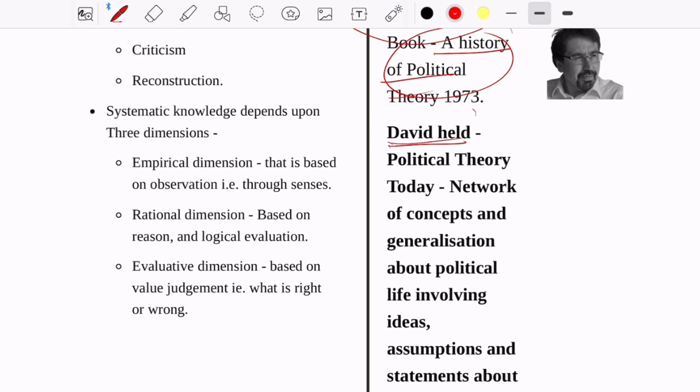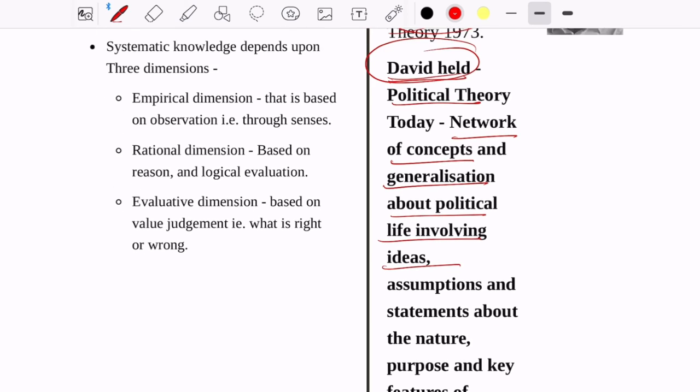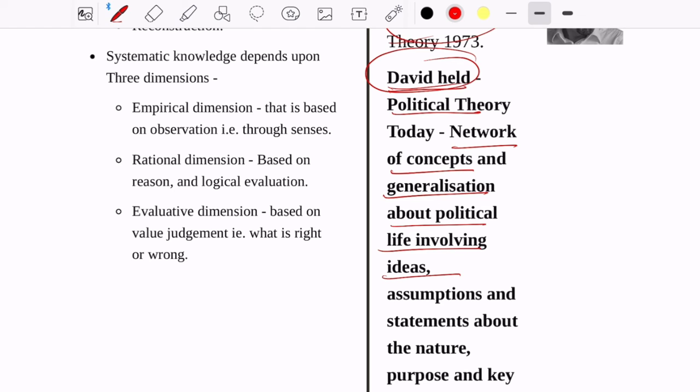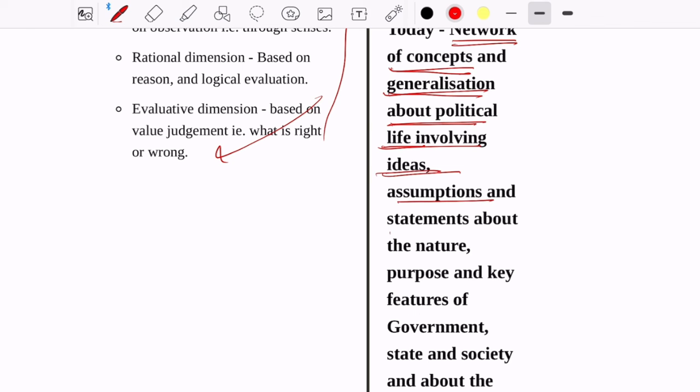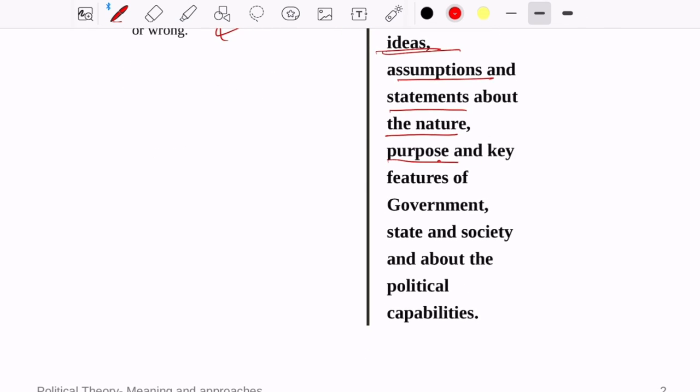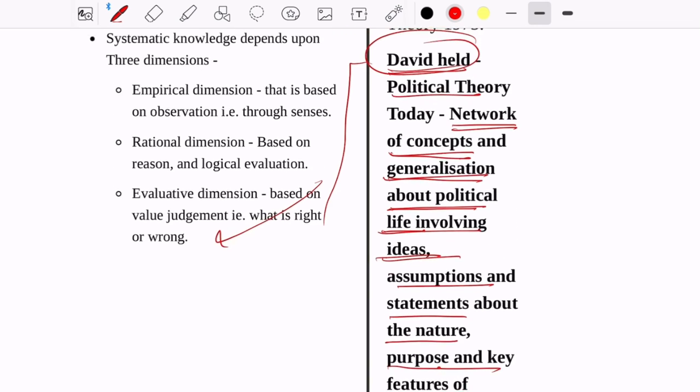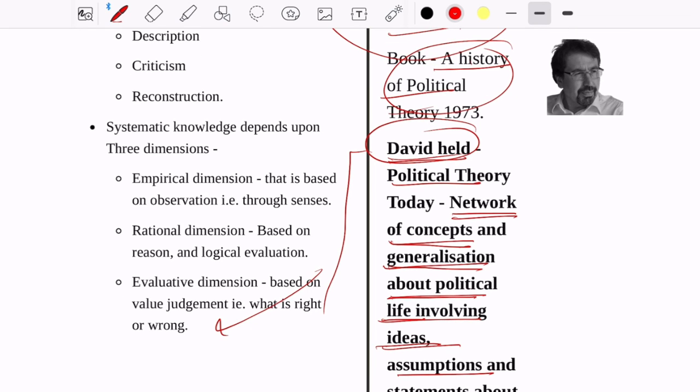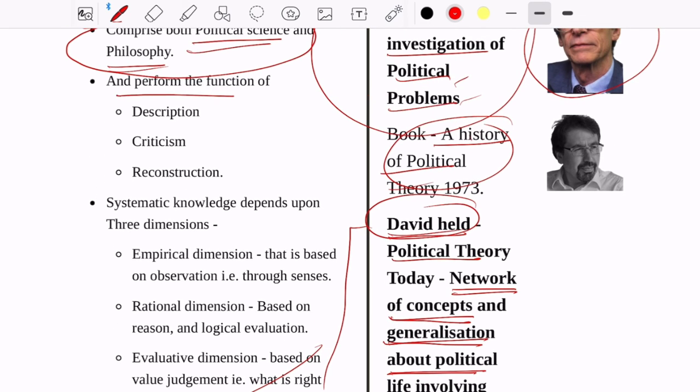Now then comes David Held. According to David Held, political theory is a network of concepts and generalizations about political life involving ideas, assumptions and statements about the nature, purpose and key features of the government, state and society, and about the political capabilities. So exactly the same thing which I told you about political theory, and these perform the function of description, criticism, reconstruction.